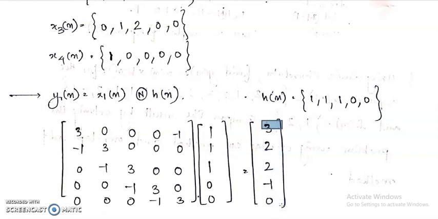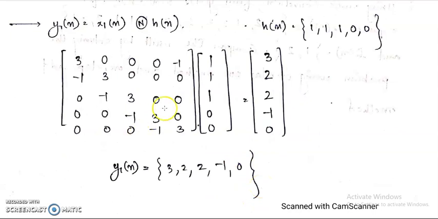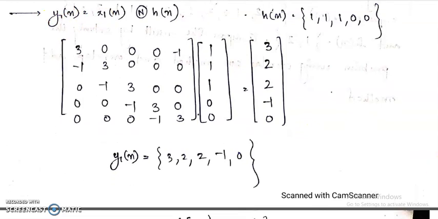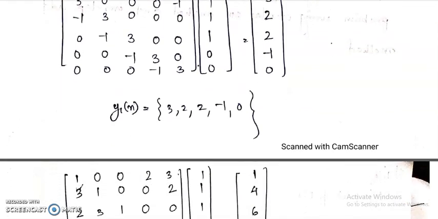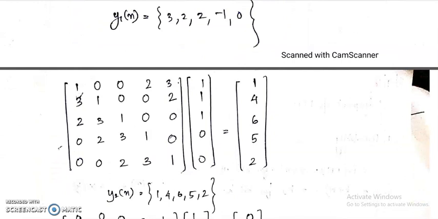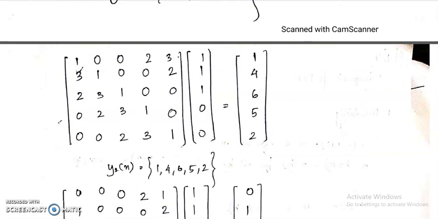I think you already know how to perform circular convolution between x1 of n and h of n. That's already studied in the previous classes. So the circular convolution between x1 of n and h of n, you will get y1 of n. Like that, you can compute y2 of n, that is a circular convolution between x2 of n and h of n. Okay, you will get y2 of n.